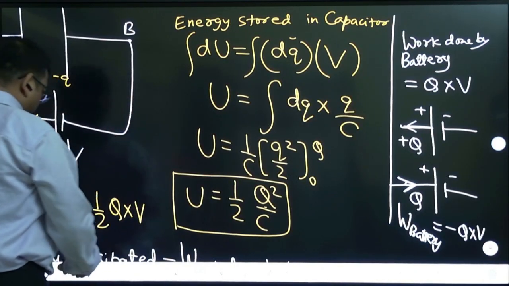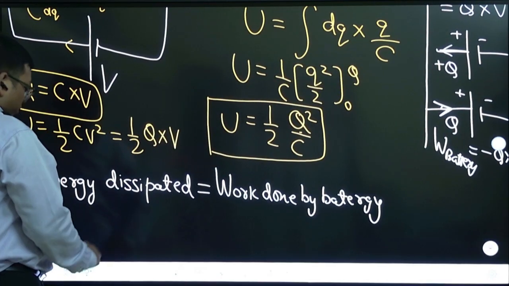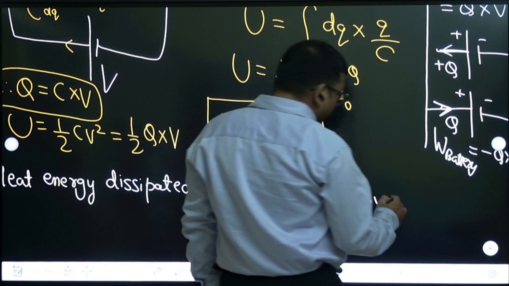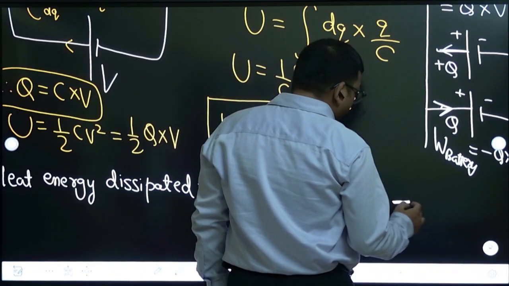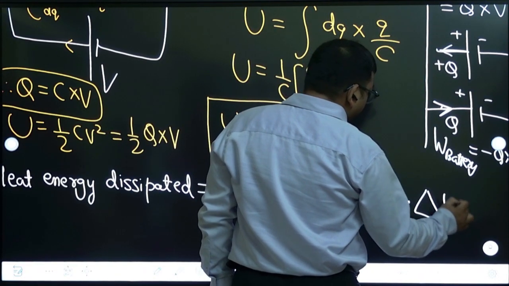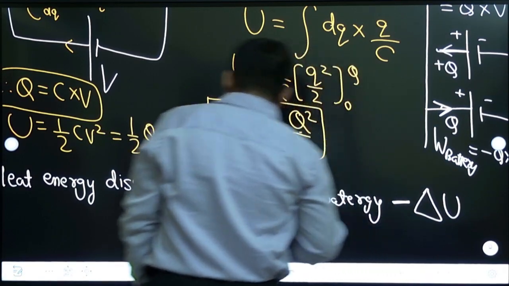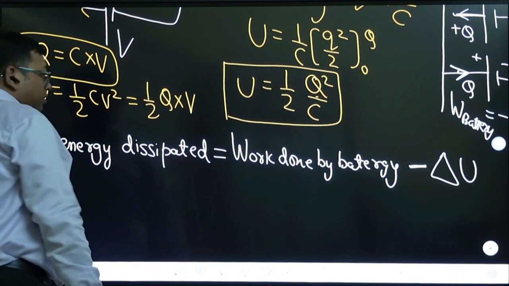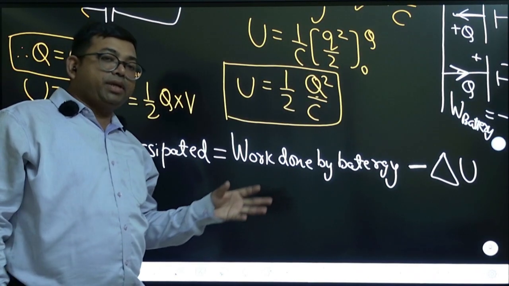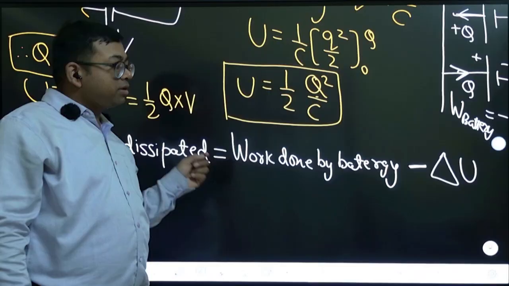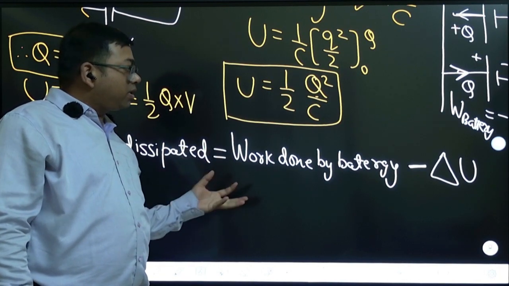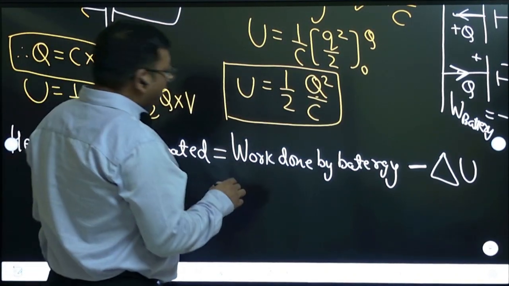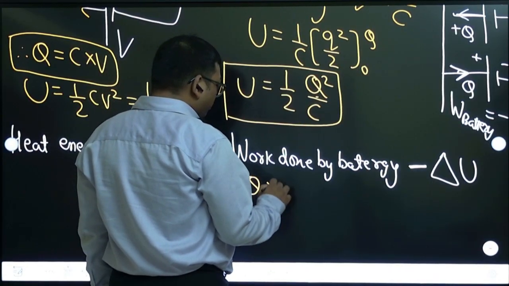Okay. Now coming to the heat dissipated. So heat dissipated formula is given by the work done by battery minus the change of energy in the capacitor. Okay, very important formula it is. Many people get confused with this. So heat energy dissipated when you switch on the circuit is the work done by battery minus the change of energy. Now you calculate work done by battery. Work done by battery we have calculated: Q into V. Very simple, Q into V.